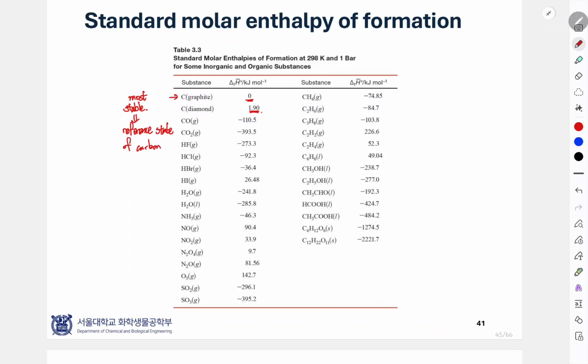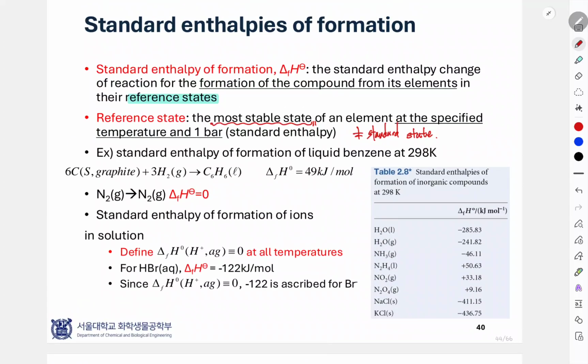So another example, like the standard enthalpy of formation of liquid benzene at room temperature. We can write the chemical reaction here: 6 moles of graphite, which is the reference state of carbon, and then 3 moles of hydrogen gas, which is also a reference state, forming 1 mole of liquid benzene here. And the standard enthalpy of formation is 49 kilojoules per mole.